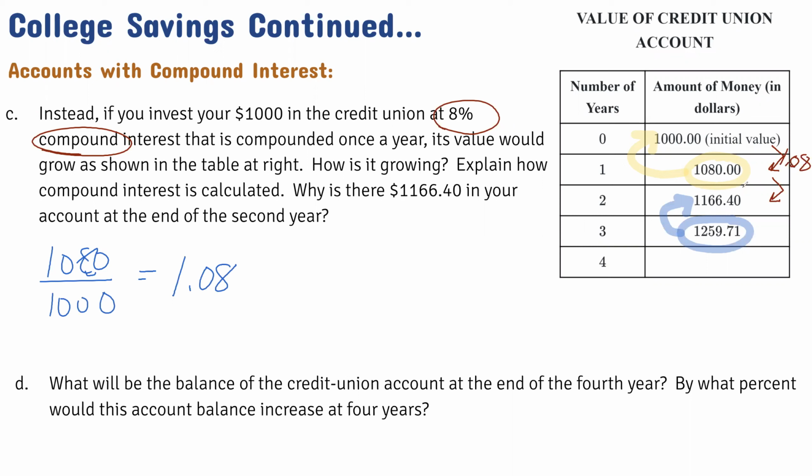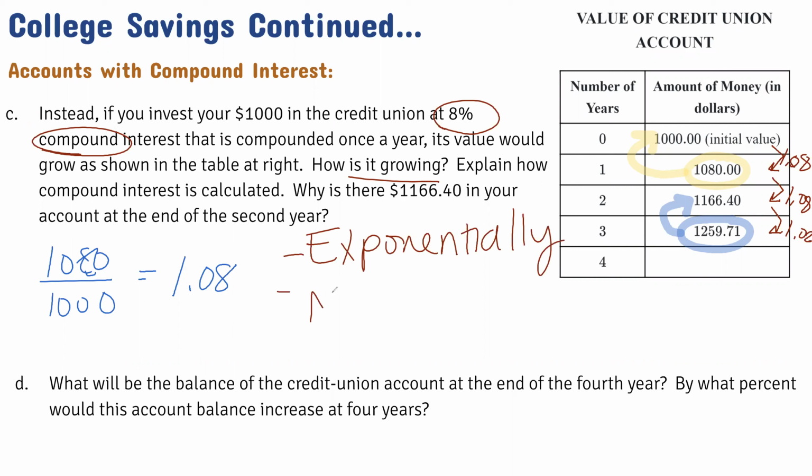And test it. Is 1080 times 1.08 approximately 1166.40? And it is. If I do it again in my calculator, I get this value. Okay, and so how is it growing? It's growing exponentially. I am multiplying by a constant each time, and I'm multiplying by 1.08.